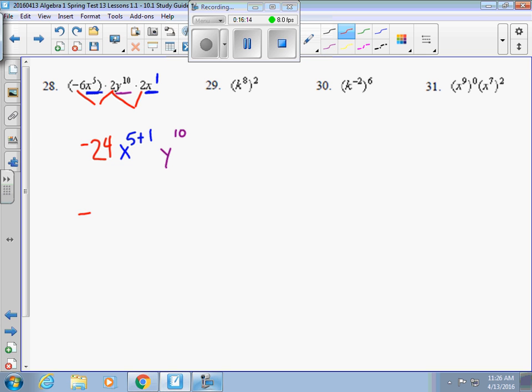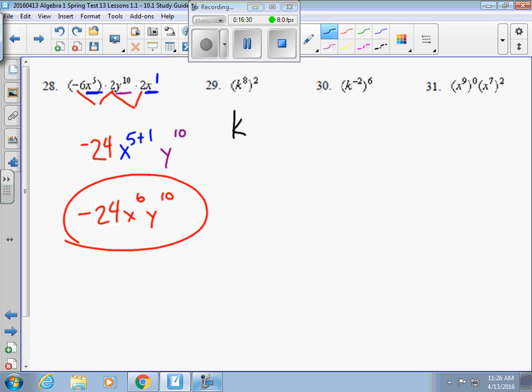So your solution then is negative 24, x to the 6th, y to the 10th. And this is all we can do with this problem. Nothing's raised to a negative exponent. For 29, you're raising a power to a power, so you're going to multiply right here. k to the 8 to the second. You multiply 8 times 2, and you get k to the 16th.